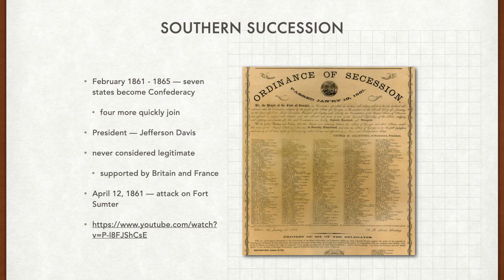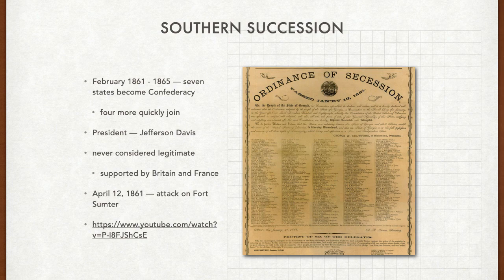So these are the 7 original states that left: South Carolina, Mississippi, Florida, Alabama, Georgia, Louisiana, and Texas, whose economy was heavily dependent upon agriculture, particularly cotton, and a plantation system that relied upon the labor of African American slaves. Now, you can see this is an ordinance of secession of some men that wanted to split from the Union.